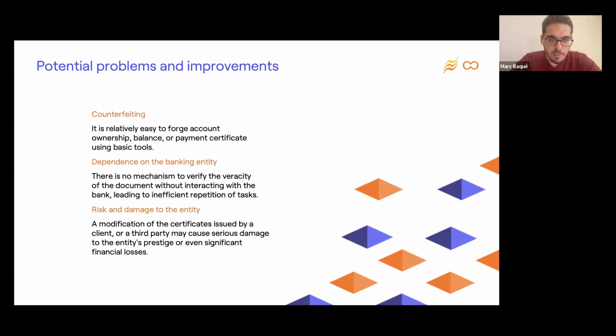The second one is the dependence on the banking entity, which is basically that there's no mechanism at all to verify the authenticity of this document without communicating with the issuer bank or entity itself. There's no way. And the third one is obviously the risk and potential damage to the issuing entity because, for example, if you modify the certificate, you can cause serious damage to the entity's prestige, or even significant financial losses at most.